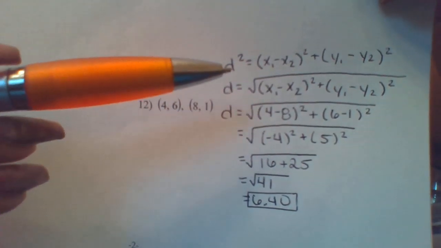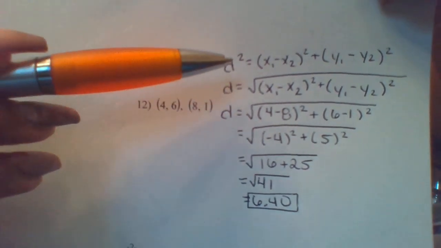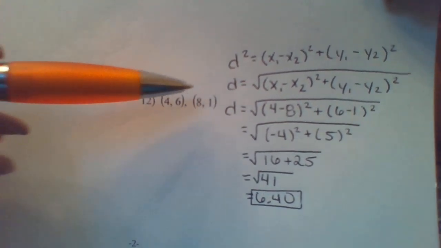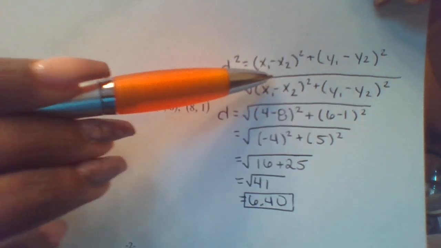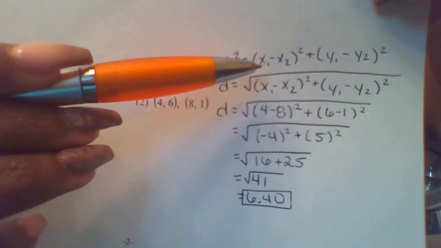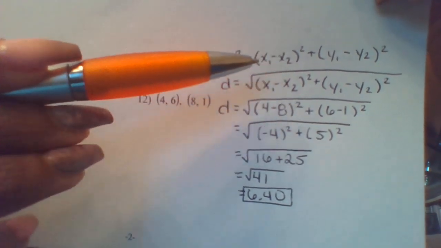Our c has changed to a d because it is the distance between the 2 points, but it means the exact same thing. We're still looking for that hypotenuse, that segment that connects those 2 points. Our a, or our b, has changed to an expression x1 minus x2. x1 minus x2 is going to get us the distance between the 2 x values.